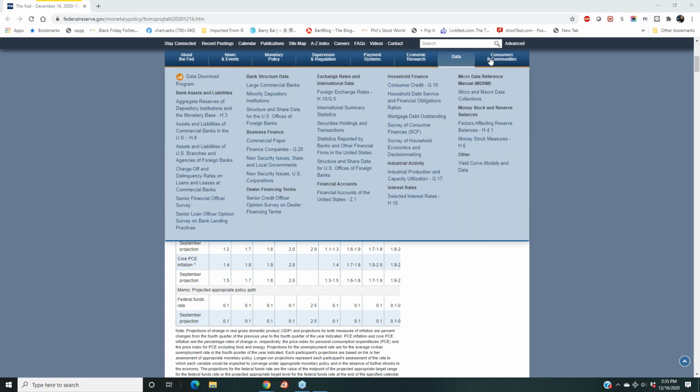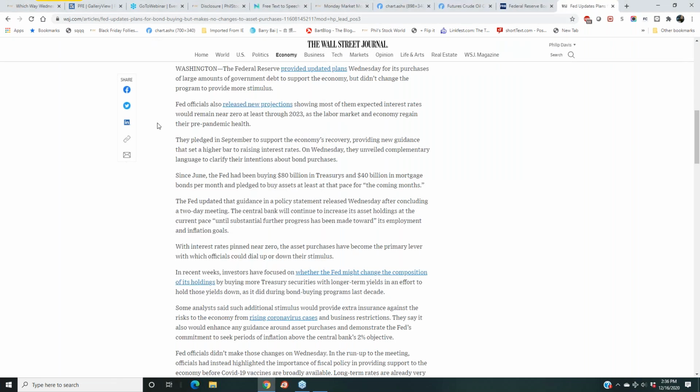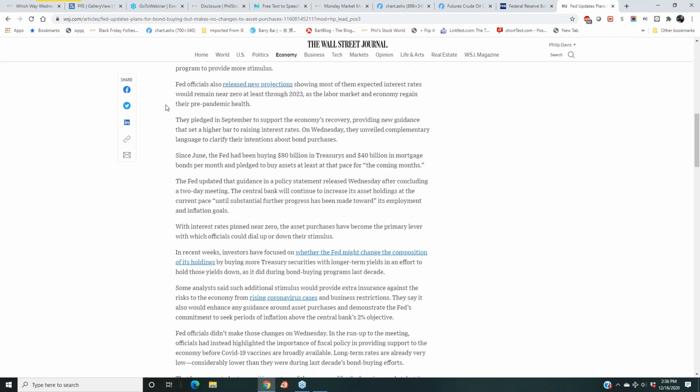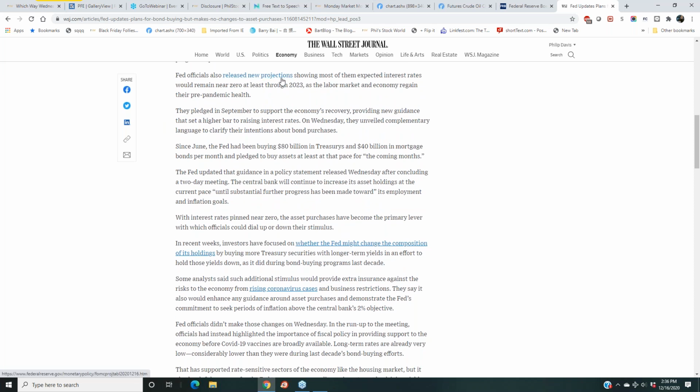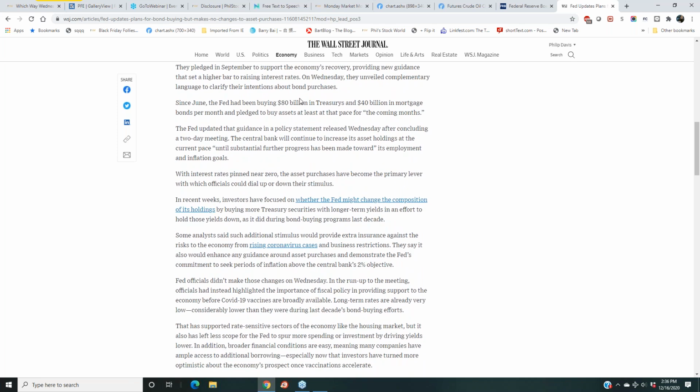Anyhow, all right, so wrapping things up, basically, this is not exciting at all. But let's see what the Wall Street Journal says. Fed officials' policy predictions show most of them expect interest rates to remain at zero. They pledged in September to support the economic recovery. The Fed has been buying 80 billion in treasuries and 40 billion in bonds per month.